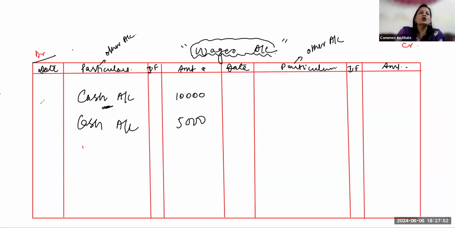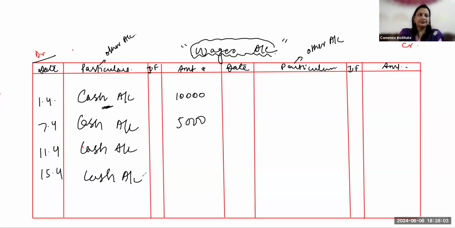You made the payment on say 1st April, then you made the payment on 7th April, then on 11th April, then on 15th April. हमेशा उसमें तो कोई receipt होगा ही नहीं ना, हमेशा ऐसे ही आएगा cash account, cash account, cash account. Wages you're always paying. I started with the cash account because cash account is one such thing where you have all kinds of transactions.